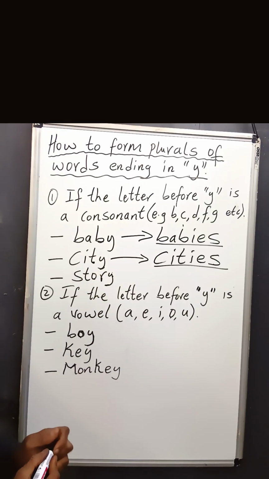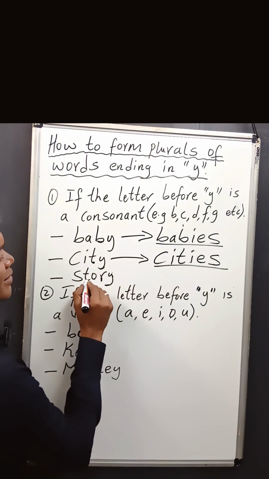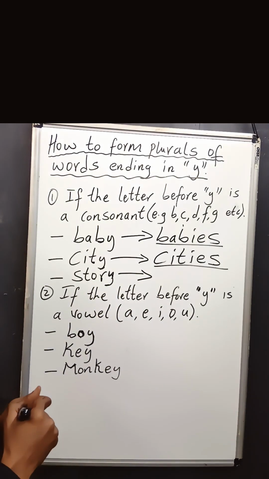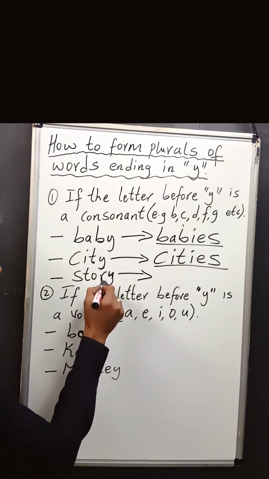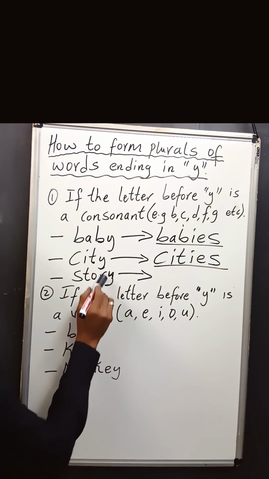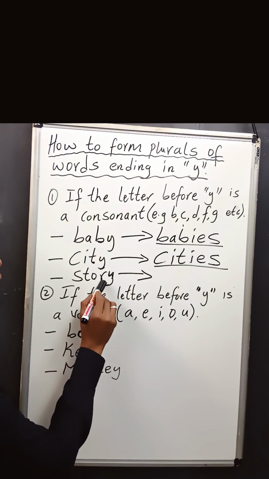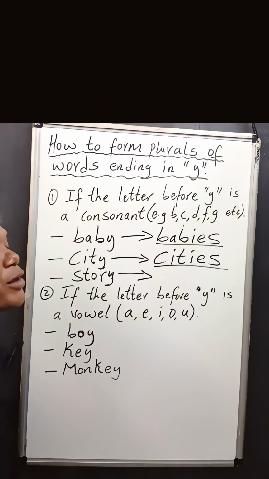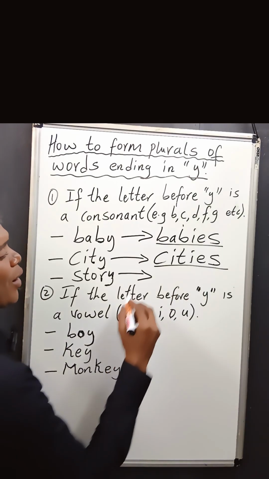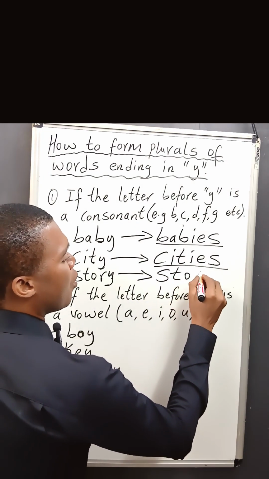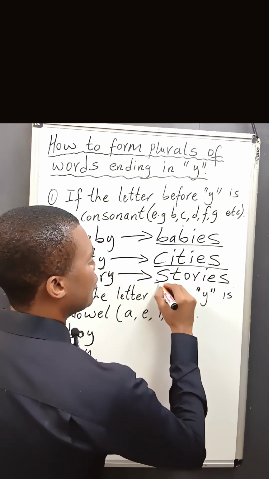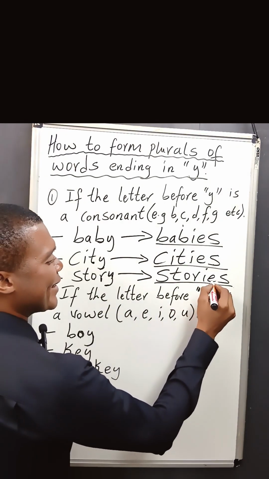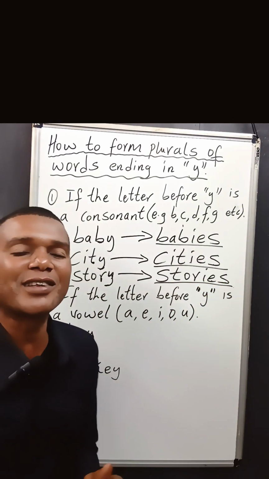Next, we proceed to story. S-T-O-R-Y. What is the plural of story? The letter that comes before Y is R, and R is a consonant. Because R is a consonant, we remove Y and add IES. Then it becomes S-T-O-R-I-E-S, stories. Now this is the first rule.